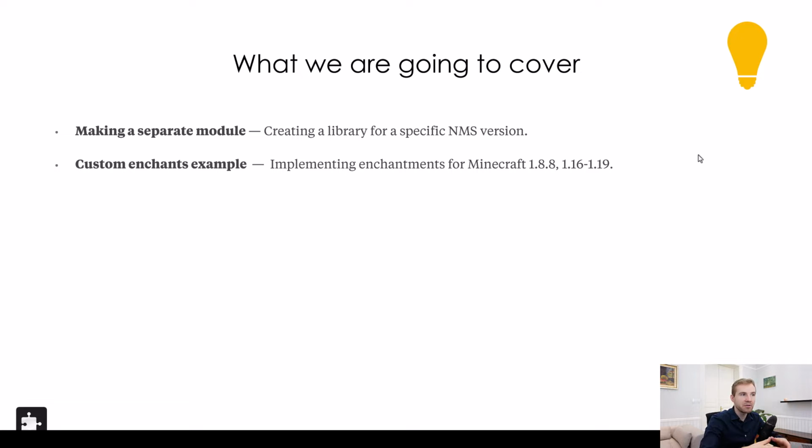This is extremely useful as you're going to be seeing when there are changes in classes that have the same package across different Minecraft versions. That means you cannot really import them directly in your main plugin, and you need to import them in a different plugin or a different module, if you will, and then you need to import that module back into your main plugin. And I'm going to be giving you an example of how to implement custom enchantments for Minecraft 1.8.8, 1.16, 1.19, and all the versions in between.